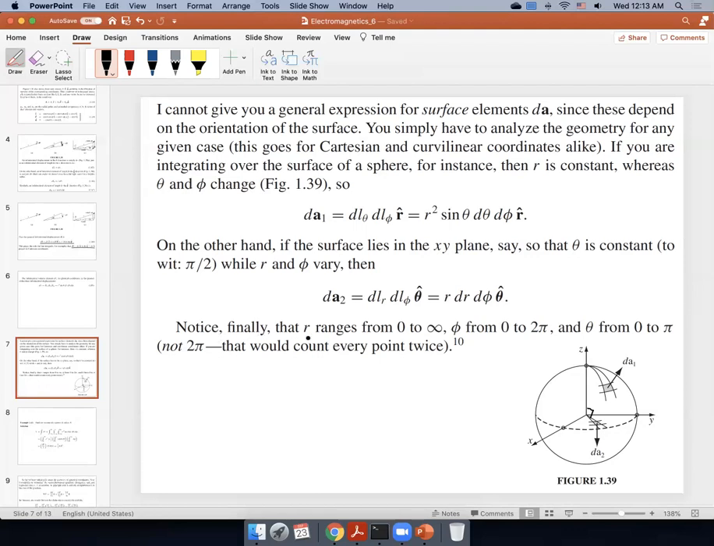So finally, r ranges from 0 to infinity, phi is from 0 to 2 pi, and theta is from 0 to pi.